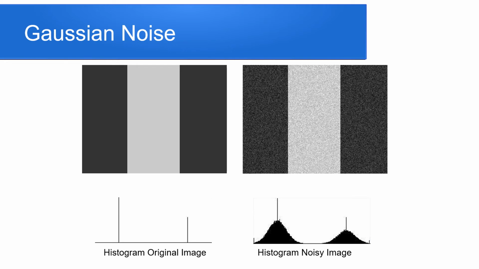In the image here on the left hand side, it's the original image. You can see the histogram of the original image. Here there are only two levels in the histogram. One is for black, another is for gray. When Gaussian noise is added to this original image, on the right hand side you can see the histogram of the noisy image. The histogram looks like a Gaussian curve, right? So you can easily say that the image is affected because of Gaussian noise.